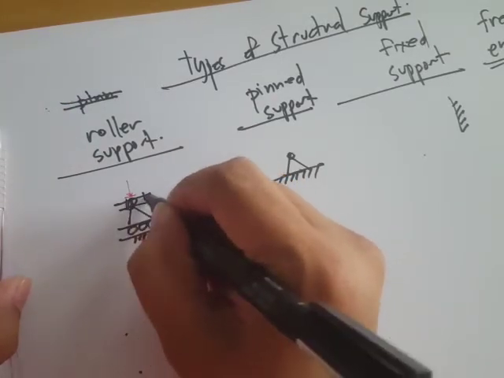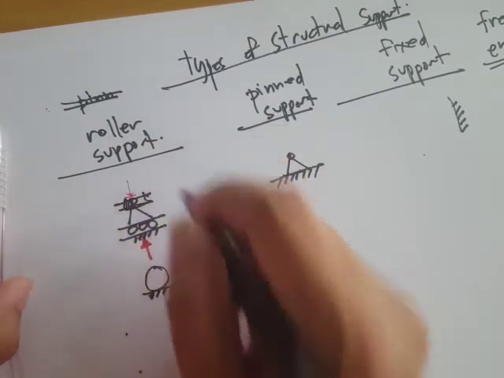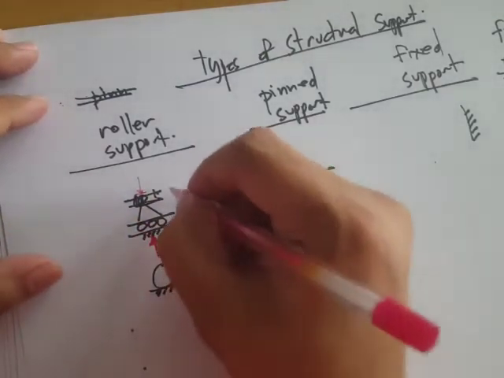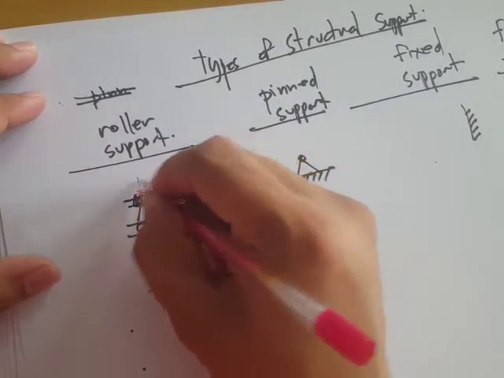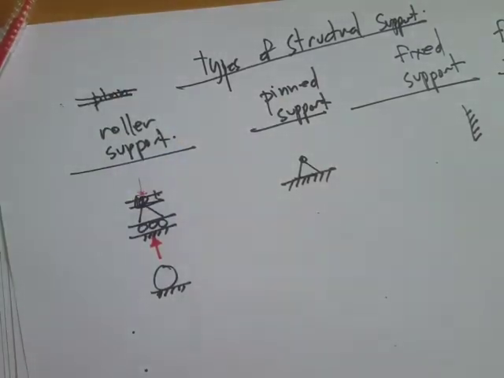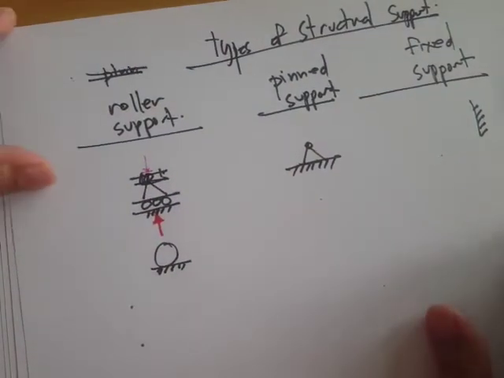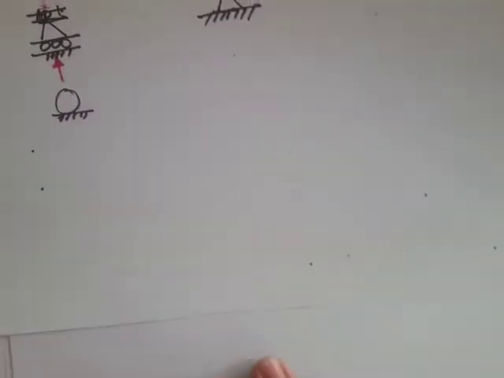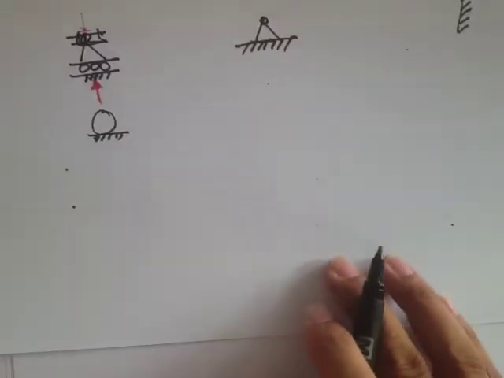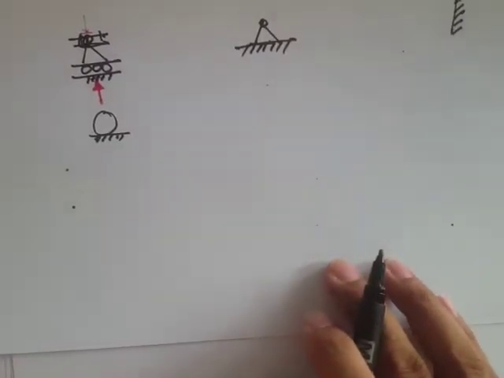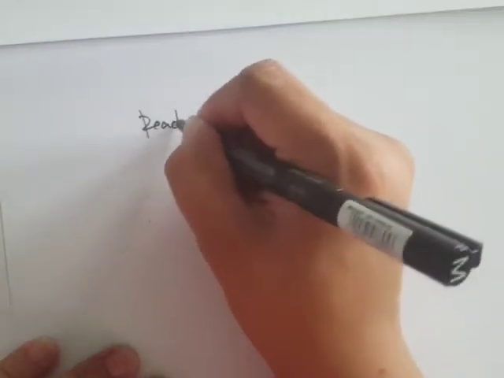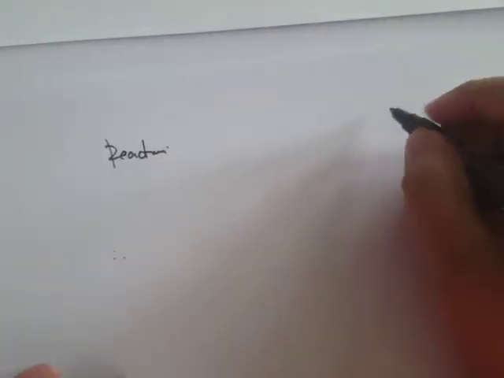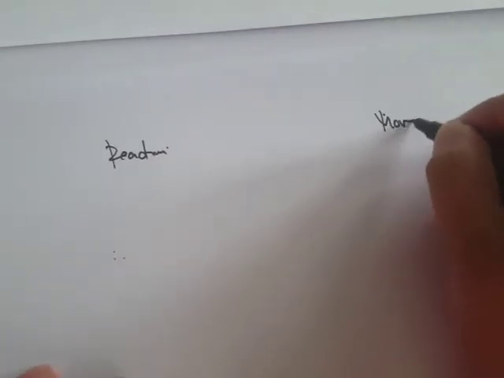Like for example, a beam, it can rotate. Okay, I guess before that, I'll try to discuss first the possible reactions and then the possible movements. So we have this reaction, and then the movements.